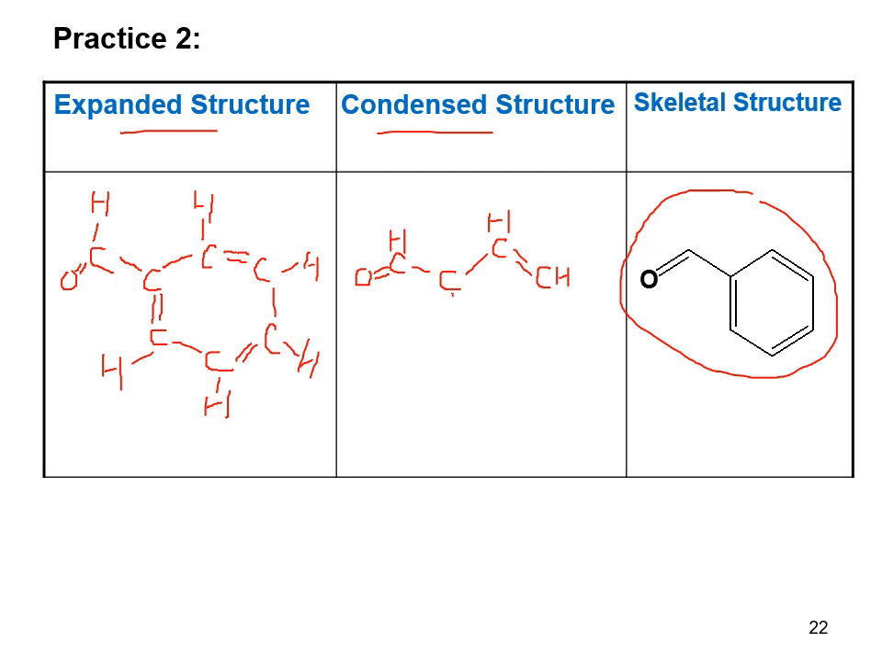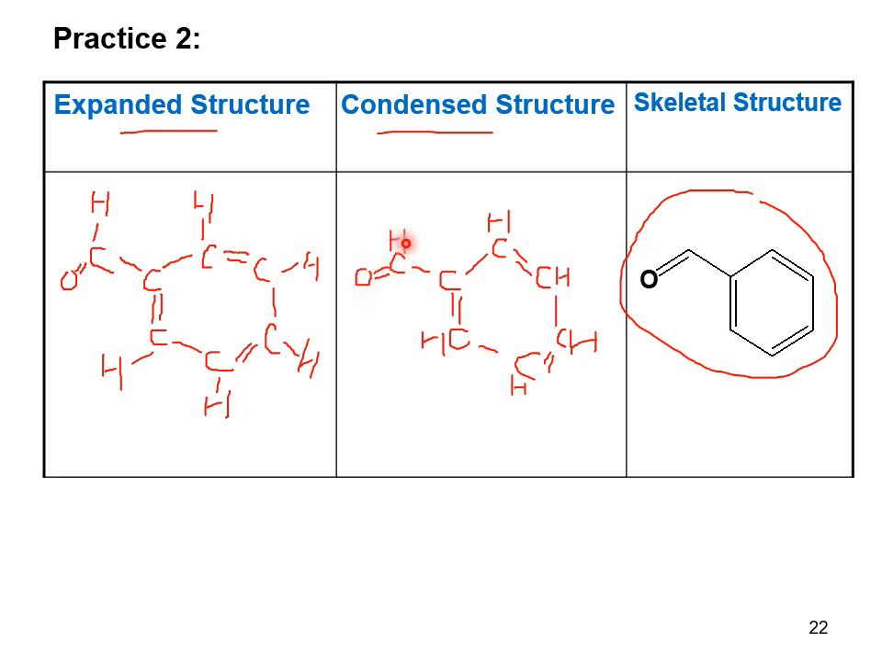Then double bond, CH. And then here CH, then double bond C, and here H. Okay, 1 2 3 4 5 6. So there are 6 carbon, and then here there's aldehyde. Okay, C double bond O also attached with one hydrogen.